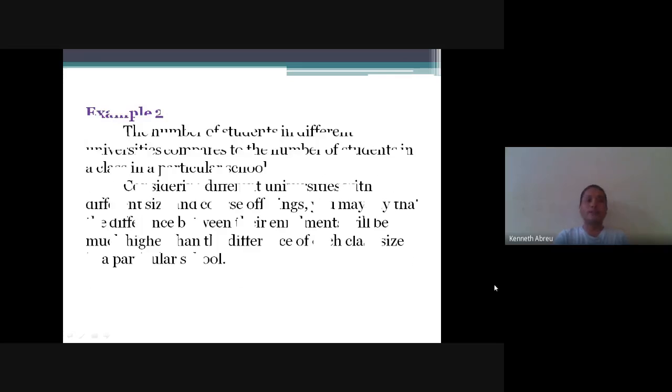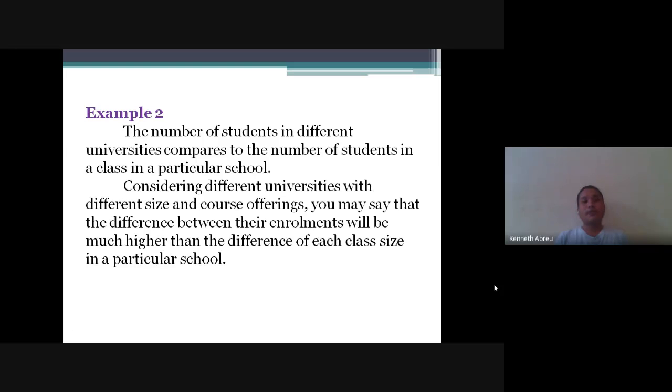Okay, another example. The number of students in different universities compared to the number of students in a class in a particular school. I-consider natin yung different universities with different sizes and course offerings. You may say that the difference between the enrollments will be much higher than the difference of each class size in a particular school.